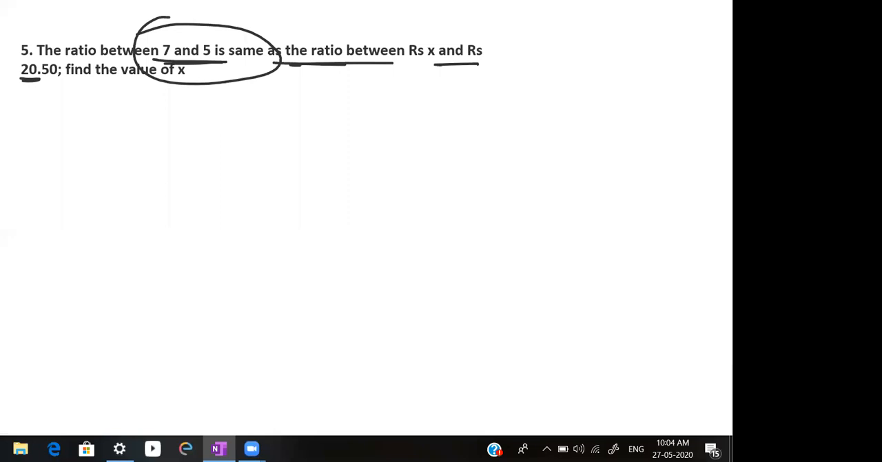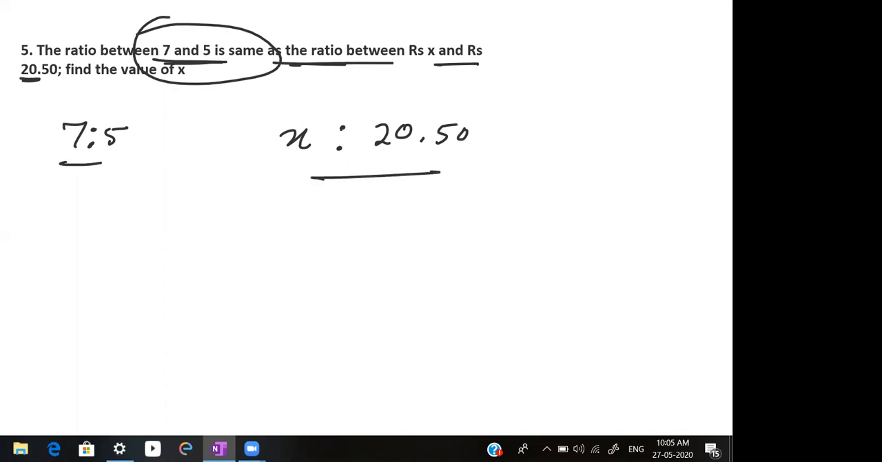This is question 5 of exercise 12B. Questions 1, 2, 3, 4 I have explained in the previous video. So now you need to tell how we can write the ratio between 7 and 5. So we can write 7 ratio 5. This is the ratio between 7 and 5, which is the same as the ratio between x rupees and 20.50. So what is the ratio between x and 20.50? We can write it like this: x ratio 20.50.